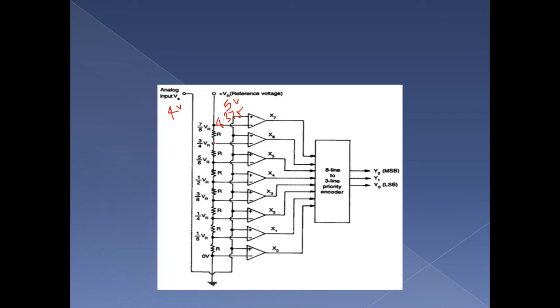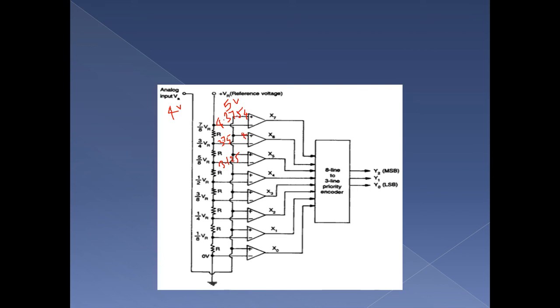Here it is 3.75. 3 by 4 VR will be 3.75, and here it is 3.125. Like that we have to calculate the voltage at each node. We know the analog input VA is 4 volt. It is connected to all the comparators, so we will get 4 volt at each comparator.